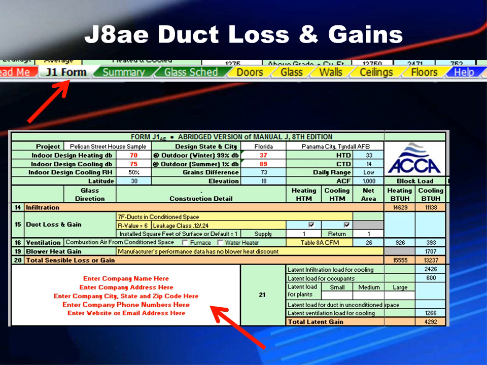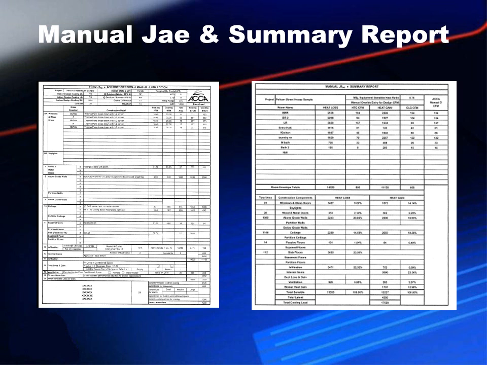Down here on the bottom left is where you enter your company name and address and all the information you want on the sheet when you print it out. All you have to do now is hit the print button, and you're going to print copies of two sheets: one, which is the manual J sheet, and the other, which is a summary sheet.